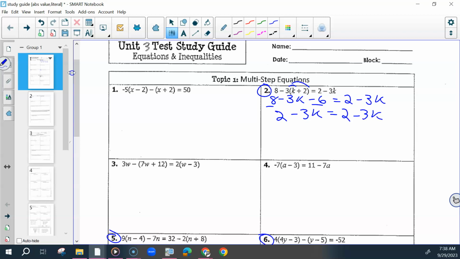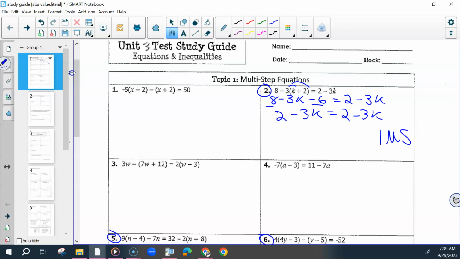Does anything about how this is set up look familiar? Yeah. What does that tell you? Oh, they are both the same. And what does that specifically tell you? That it's the same. Not no solution, but infinitely many. So if you see this, you could stop and say this is infinitely many solutions because these are the same.